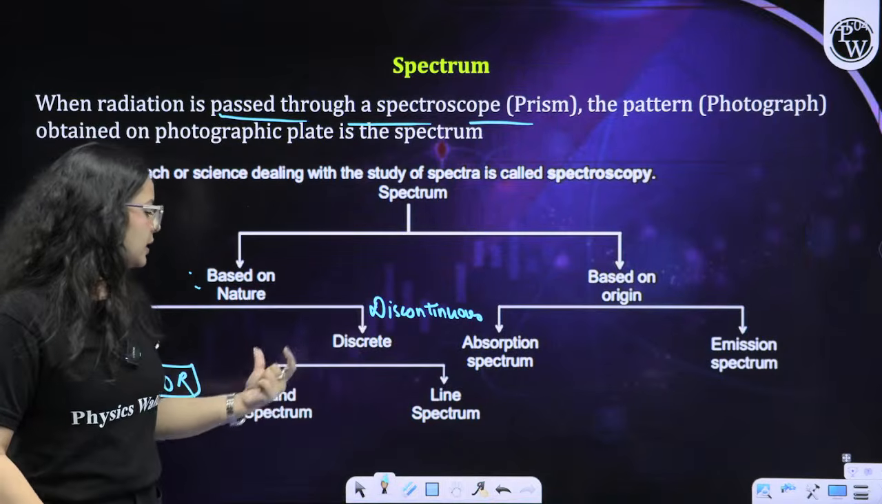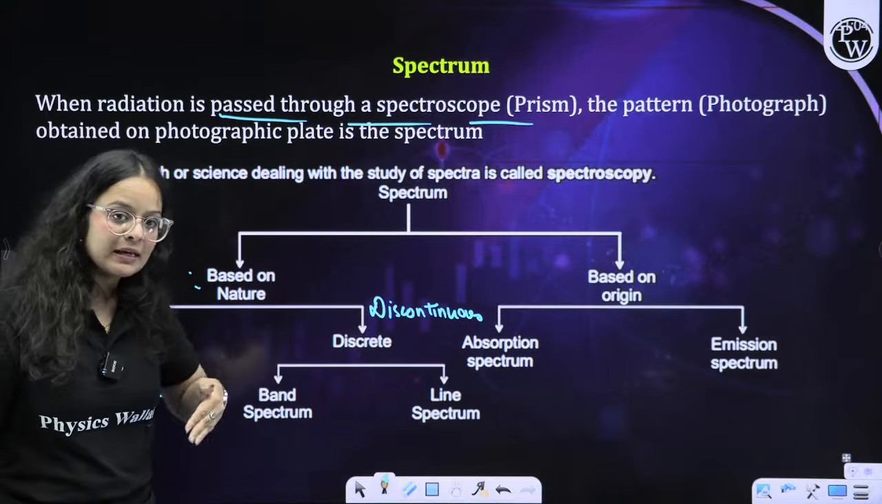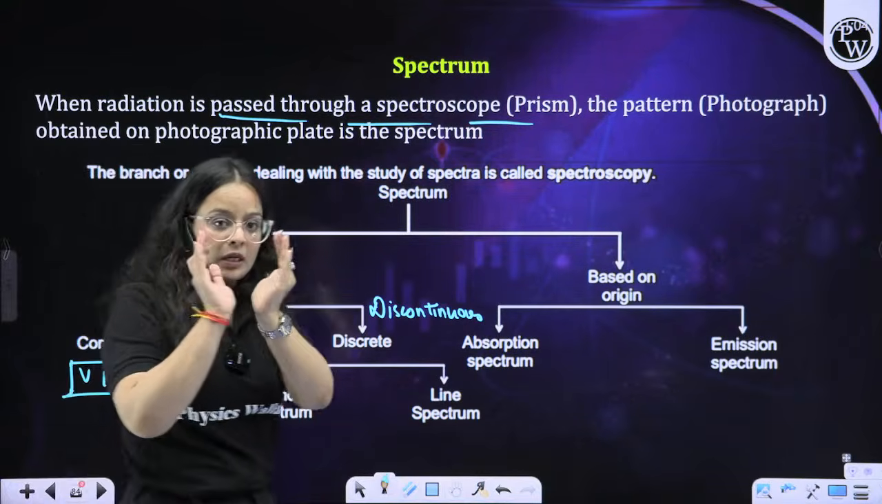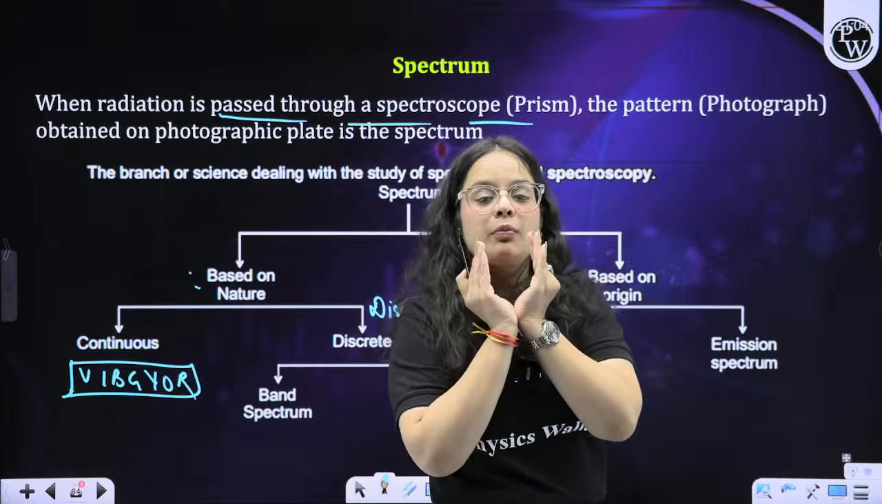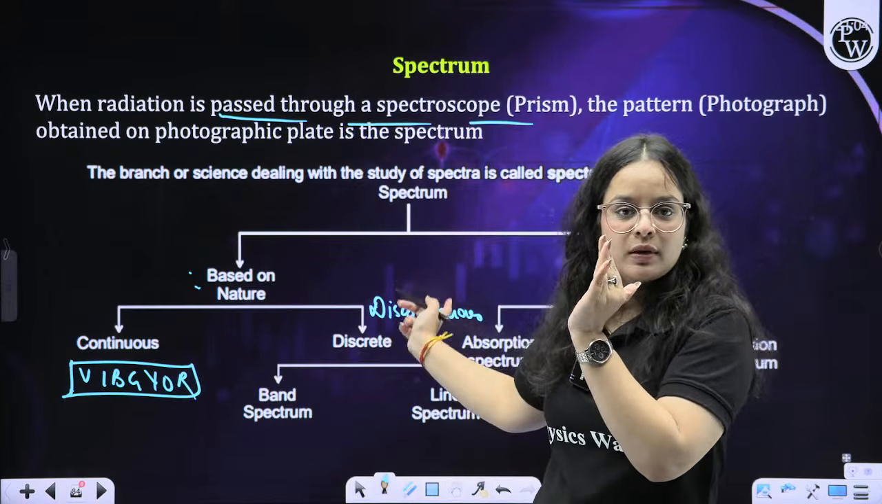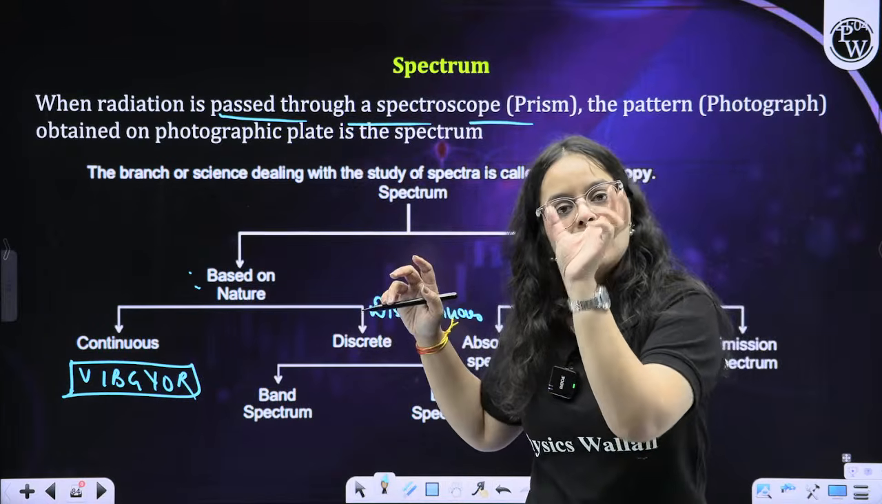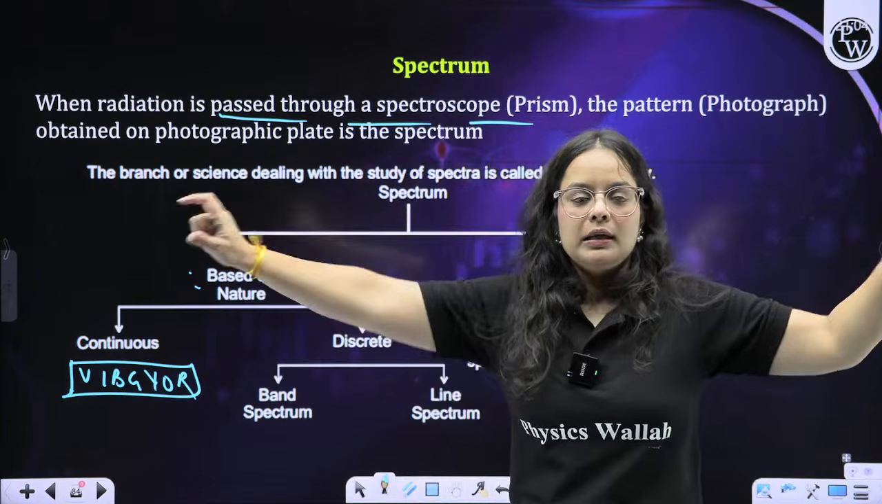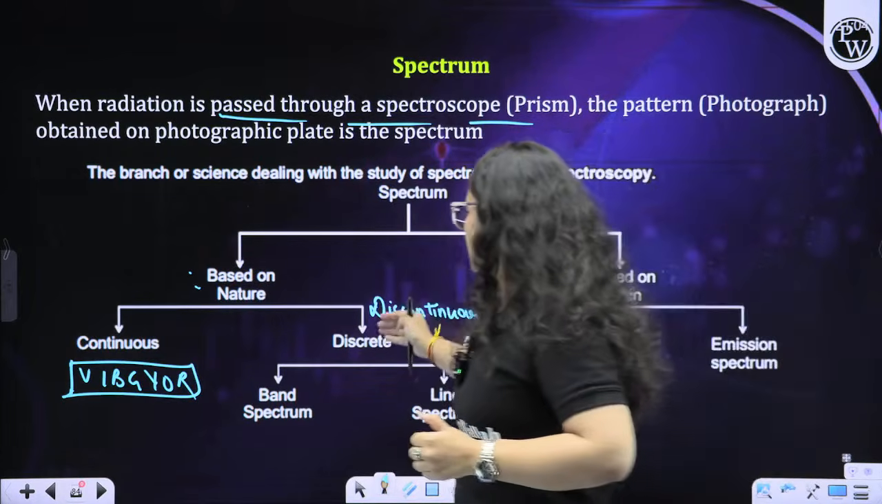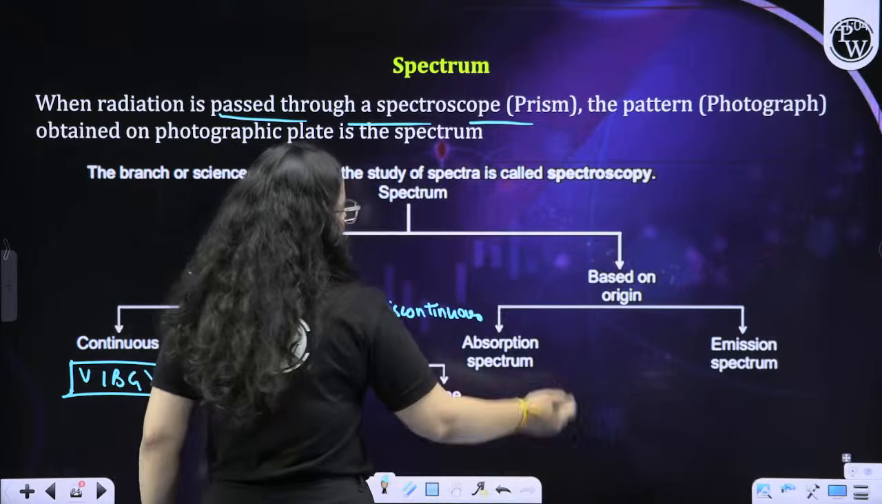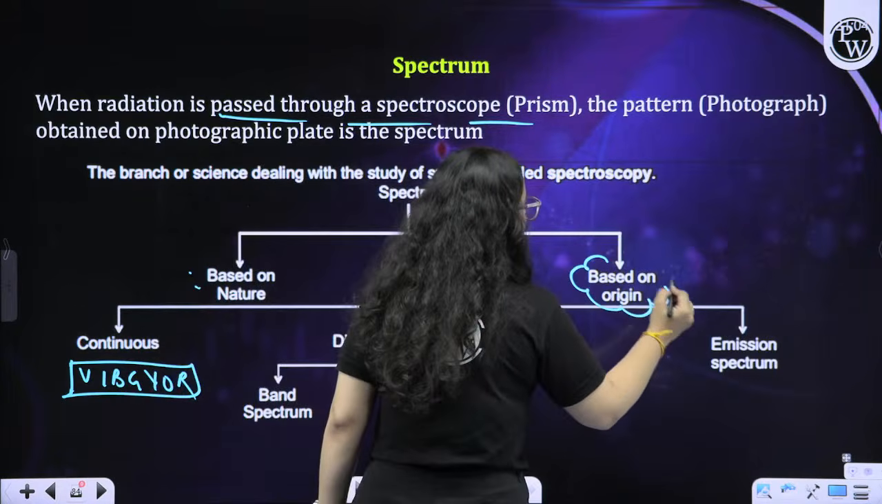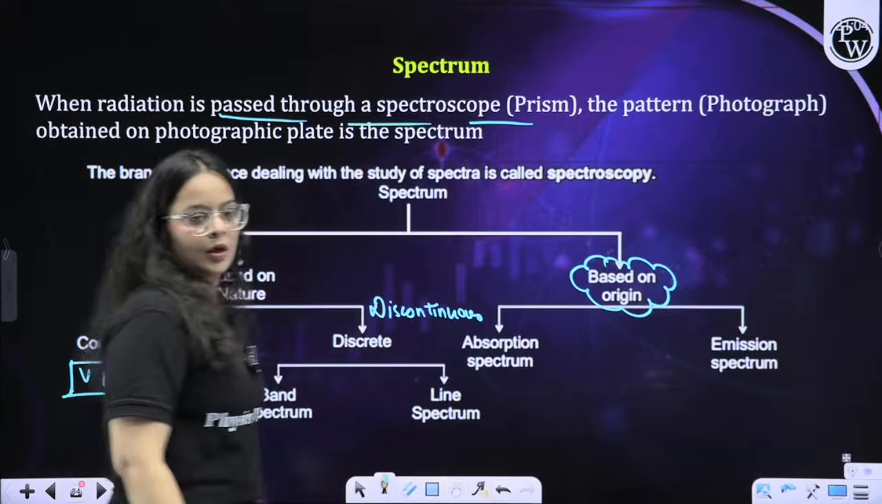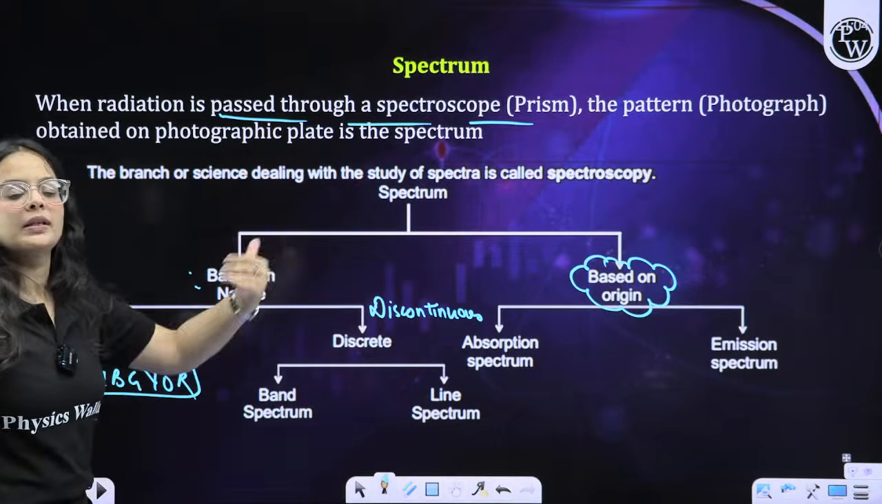So these are discontinuous spectra, where one color does not completely overlap with the other color. This is discrete. A line spectrum contains lines in it, and a band spectrum contains broad portions, just like the previous one I showed you. The broad bands in between the continuous is the discontinuous band spectrum. Based on origin, the spectrum arises either from absorption or from emission.